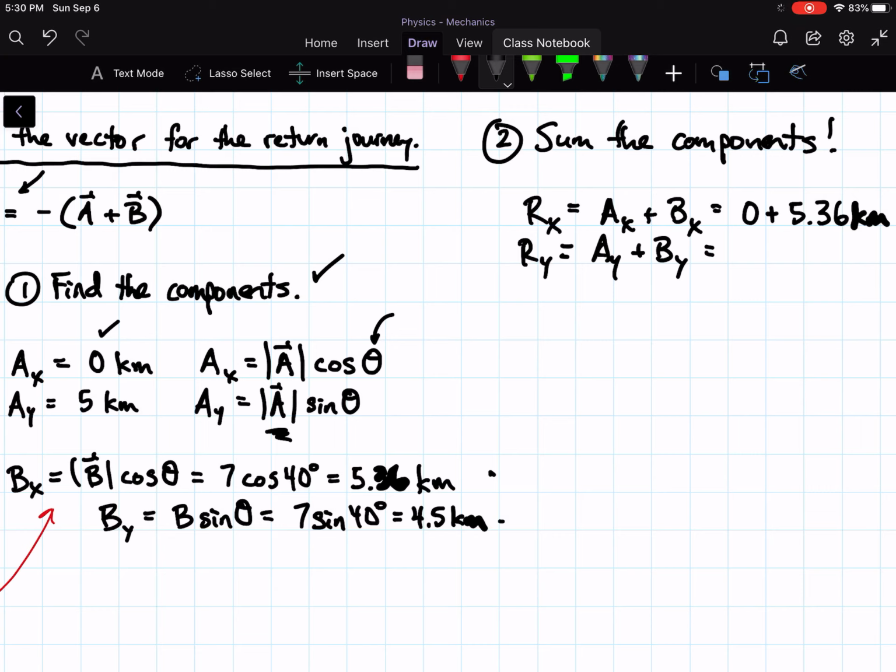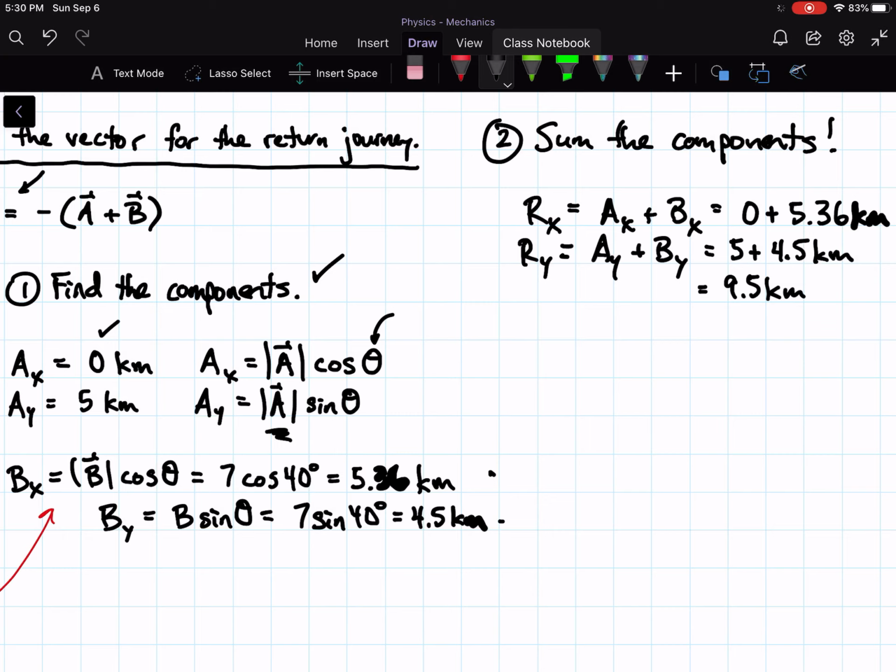Now, over here, for our y, well, that's the sum of the y components, right? And that's a little bit more complicated because both of them have y components, but not too bad. So 5 plus this 4.5 kilometers, and that gives us 9.5 kilometers total for the y component. That was easy.